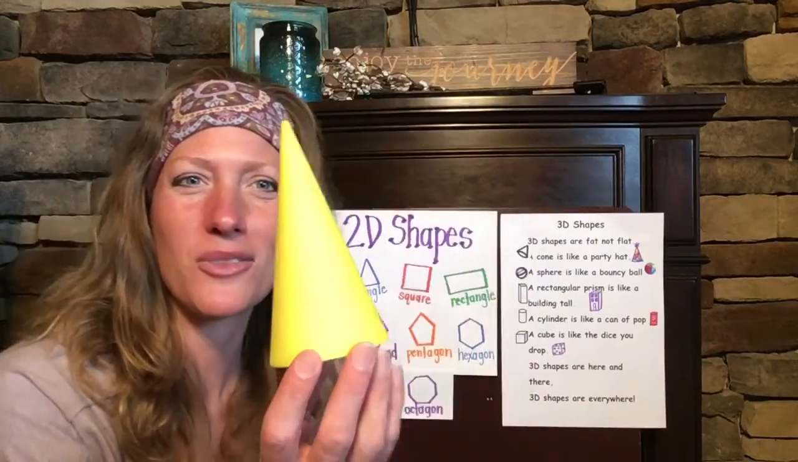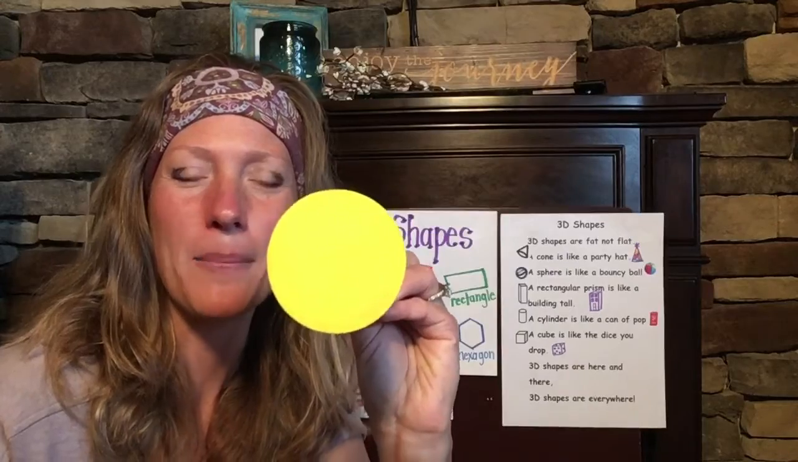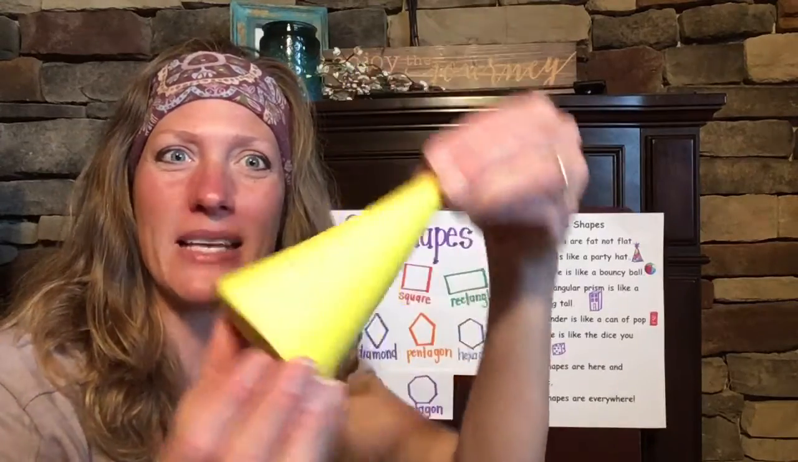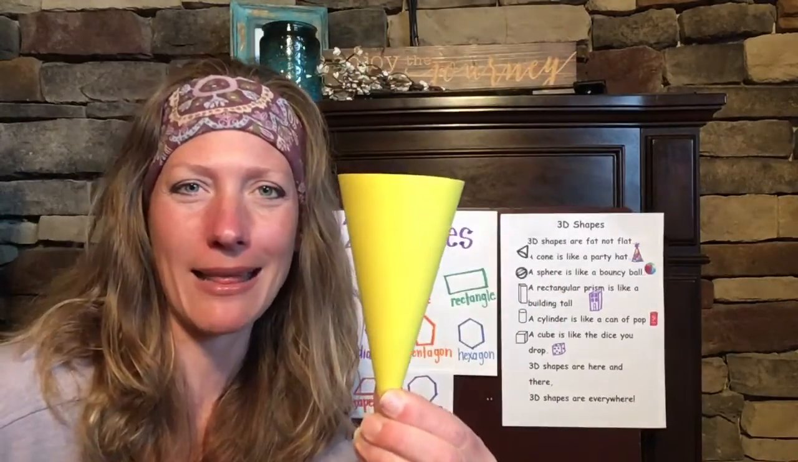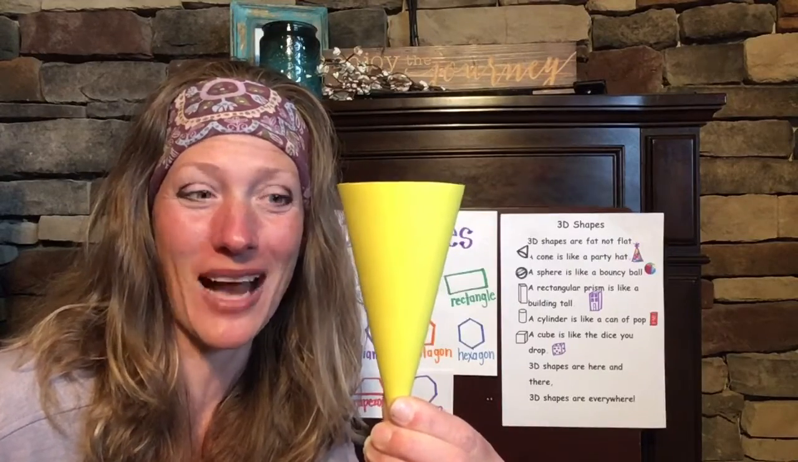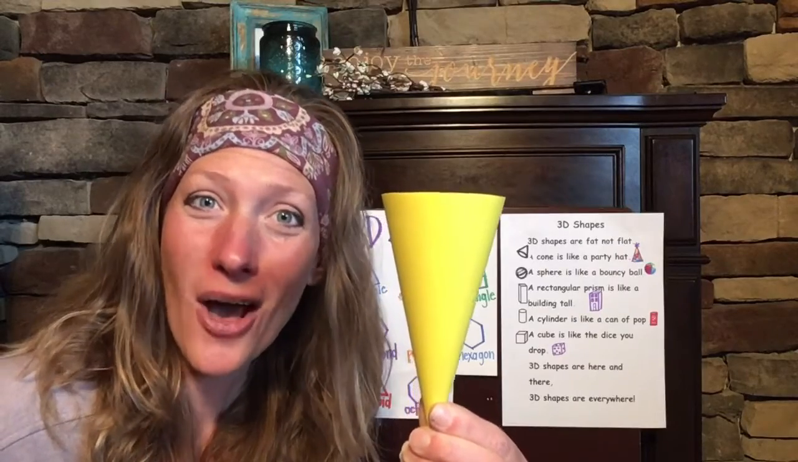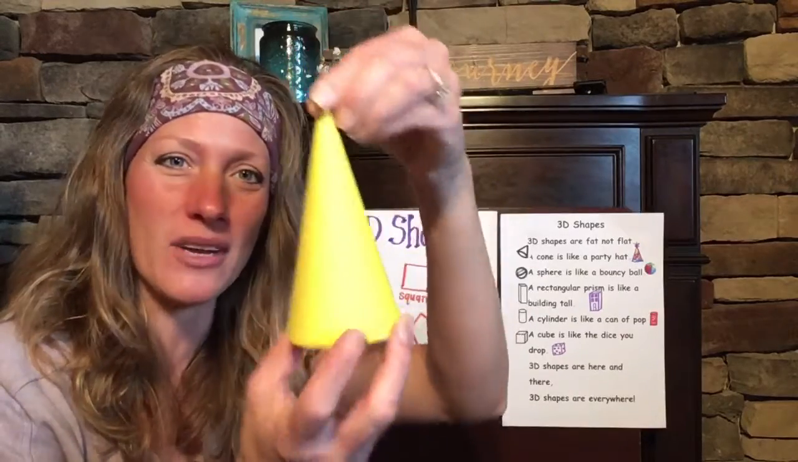Do you know what this 3D shape is? It has a circle on the bottom, but then it takes up space. In fact, if I hold it like this, what does it look like? An ice cream cone. You've got it. Well, guess what? This 3D shape is called a cone. Yeah, it's a cone. This is a cone.